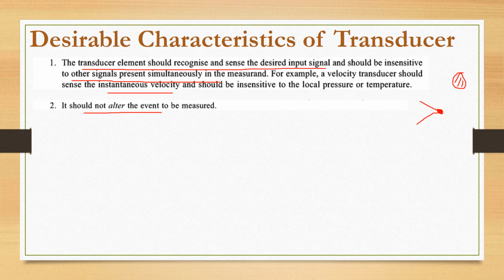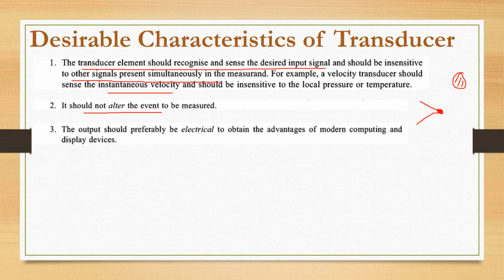So your transducer should not alter the event to be measured. Now the next desirable characteristic is this: the output should preferably be electrical to obtain the advantages of modern computing and display devices. Because electrical output is easy to process and you can easily display it. So if the output is electrical, then it will make your job easy.